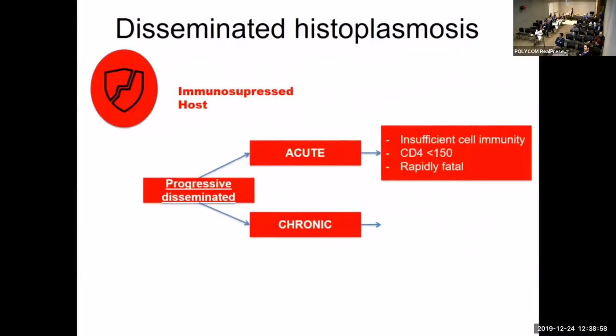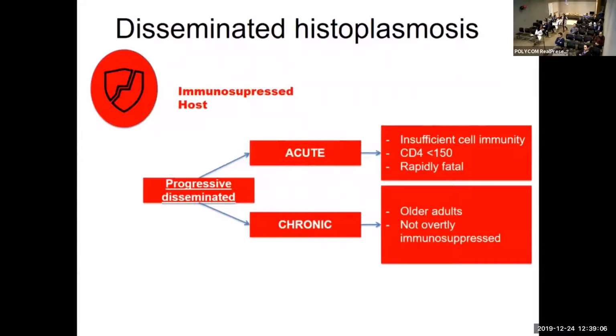Usually, the most commonly seen is CD4 below 150, and it is rapidly fatal. So if you don't identify these cases in the first 2 weeks, the patient usually dies. And you have your chronic one, which you don't see in over-immunosuppressed patients; it's in older adults or patients with COPD and diabetes. These patients will have exactly the same manifestations. The only difference is the rate of progression of the disease, so these patients can be alive for months with this disease.